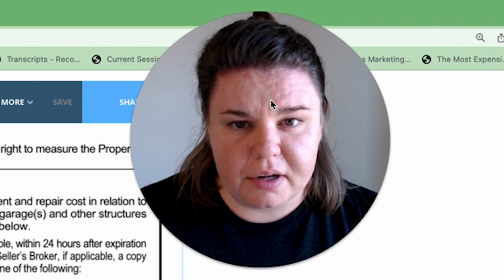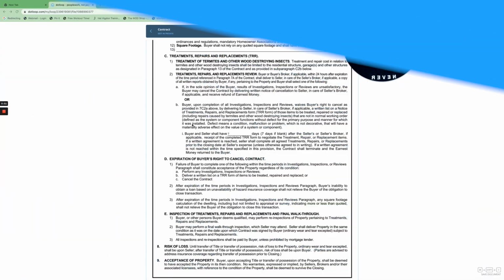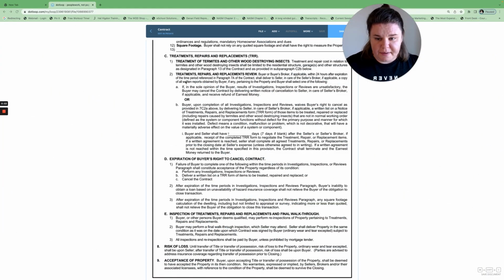So let me show you the part in the contract where the TRR is located. TRR is right here on letter C. Whenever I go over contracts with my buyers, which is before we even start looking at houses, because I think it's really important to get your questions answered, I go over this part. And it's something that I review with them again and again as we get through the process. So I view the TRR as the second wave of negotiations in a real estate contract.